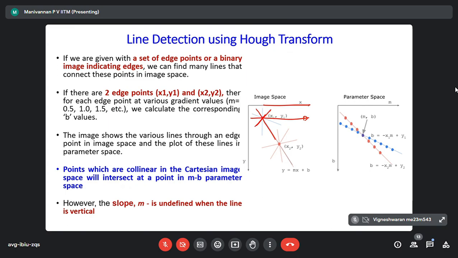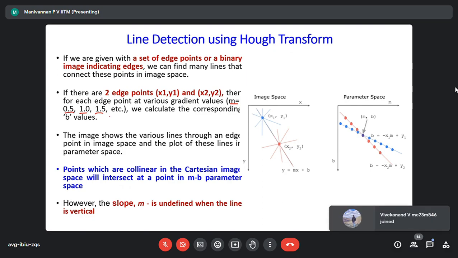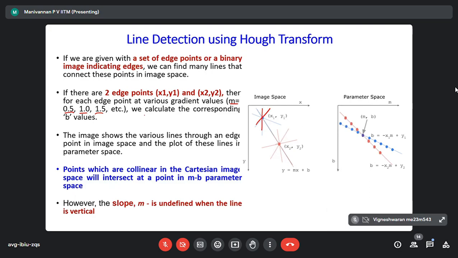Now, here what they have shown is, for example, m equal to 0.5, 1, 1.5 for different slope values. They have drawn lines here, 1, 2, like that. Similarly, for this also they were drawn. So we can calculate the corresponding B value. B value is nothing but the intercept value.